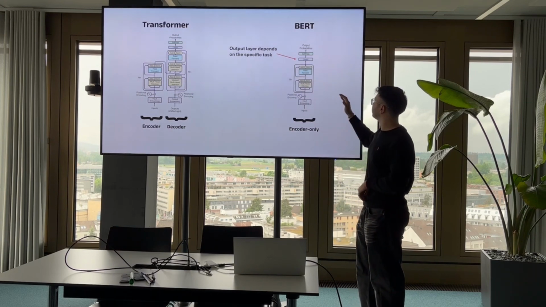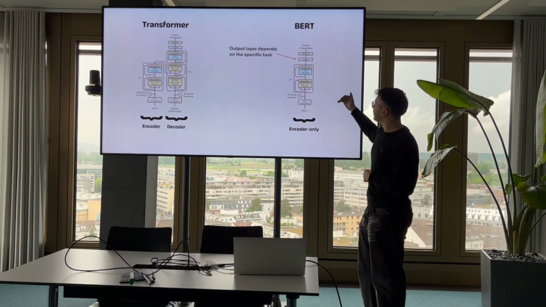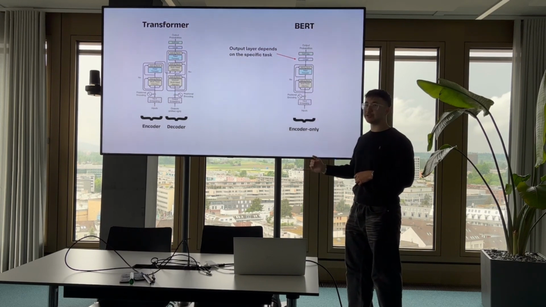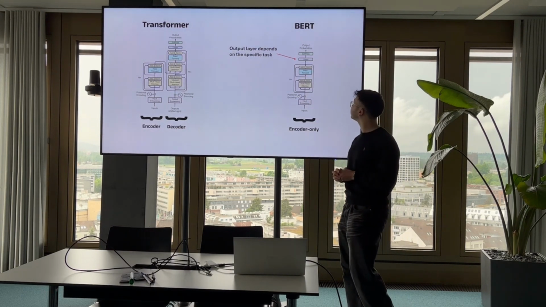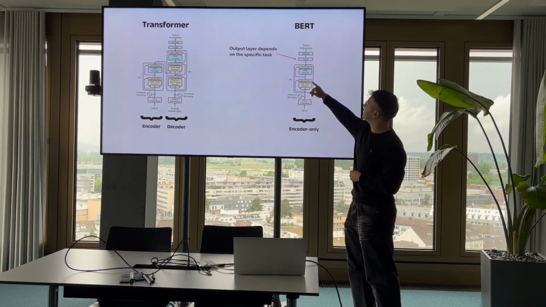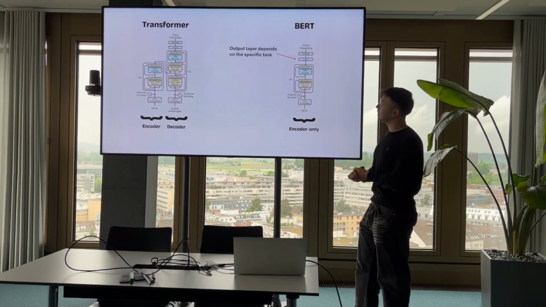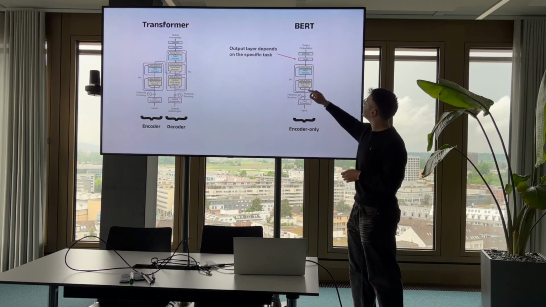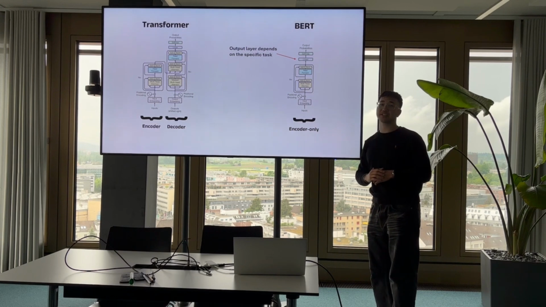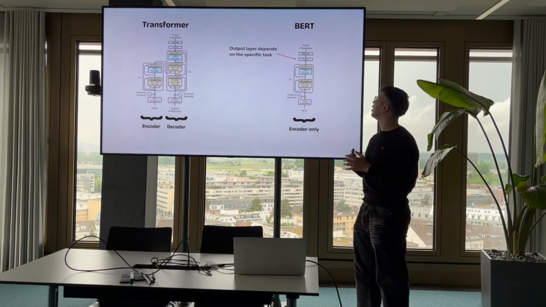I will not dive more into the details because my colleagues already explained it very well, but to sum it up, first you create the input embeddings, then the positional encodings with the cosine and sine functions. Then you go into a multi-head attention block, add and norm, feed-forward layers, again a residual connection and normalization. And then the most important part is the last linear layer, because this last linear layer depends on the specific task you want to fine-tune it on. And in the end, you generate output probabilities.